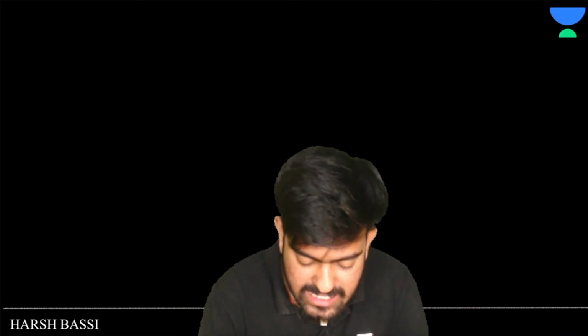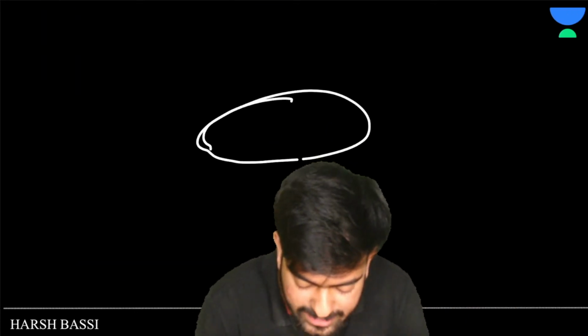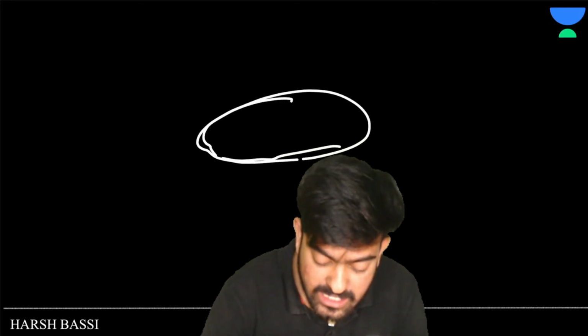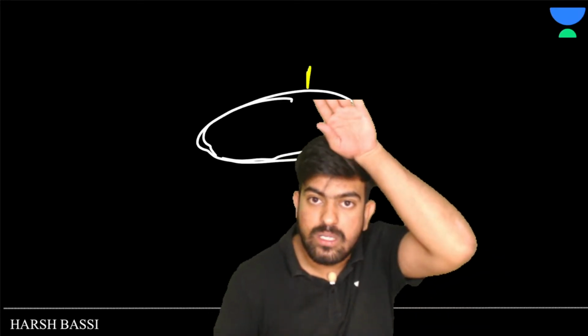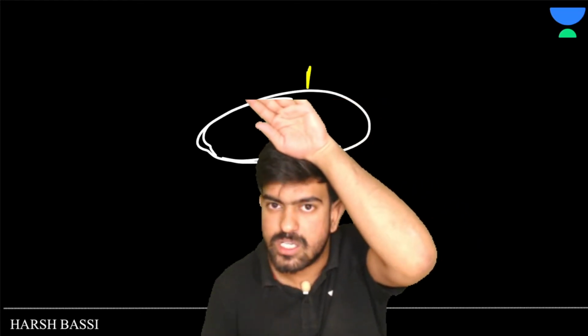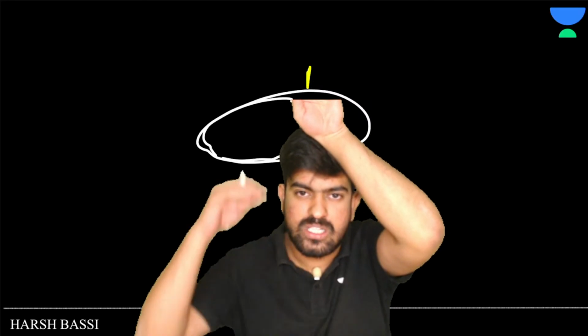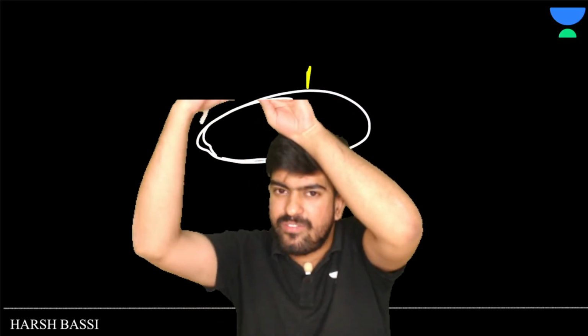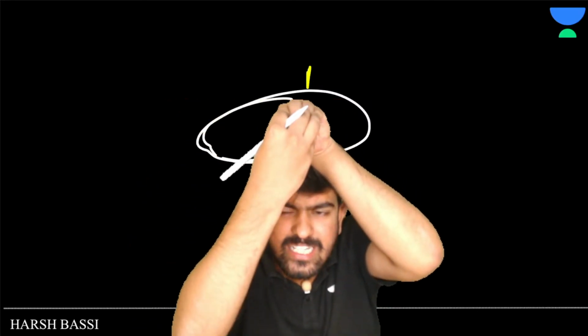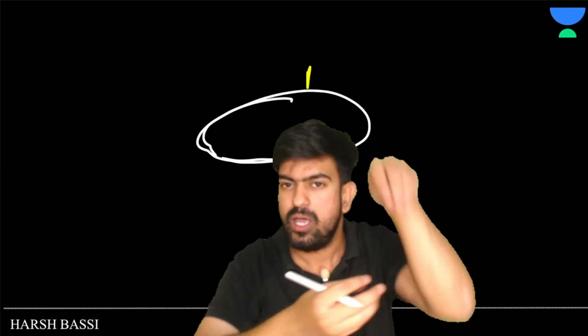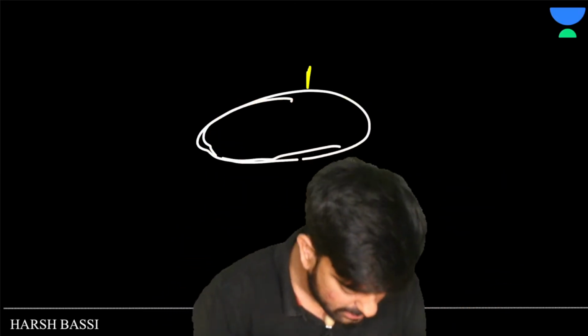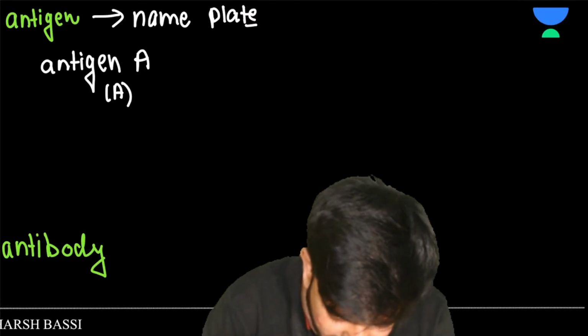Antigen is basically a set of proteins which is present on the membrane surface of the RBC. RBC carries the antigen like a nameplate everywhere, right? So antigen is just placed on the surface of the RBC, and when you see the antigen, okay, it is A, so the blood group will be A. It is B, the blood group will be B. Clear to everyone? Antigen A.